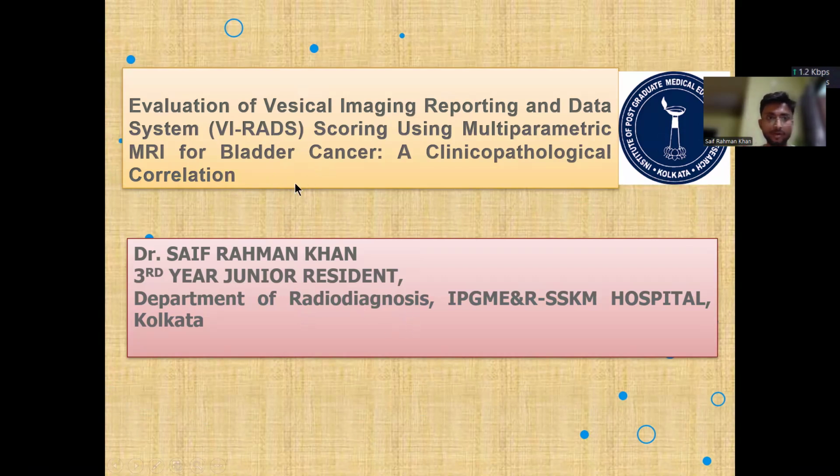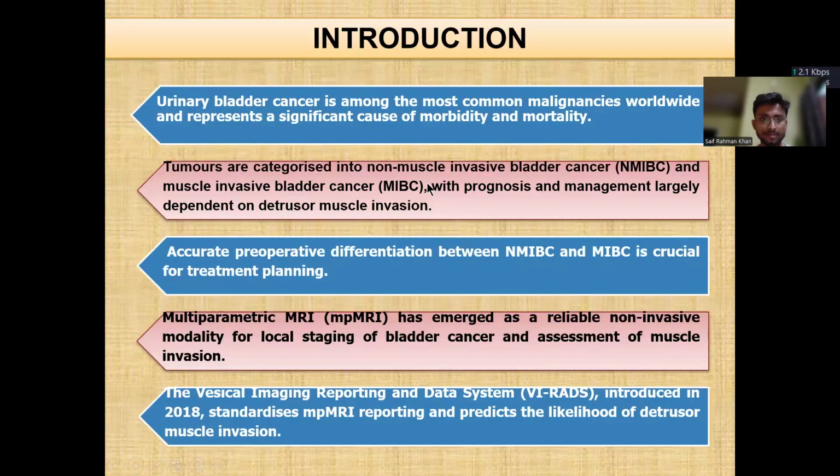My topic for discussion is evaluation of Vesical Imaging Reporting and Data System, VI-RADS, using MP-MRI for bladder cancer, a clinico-pathological correlation. Bladder cancer is amongst the most common malignancies worldwide and represents a significant cause of morbidity and mortality. Tumors are categorized into non-muscle invasive and muscle invasive bladder cancer, with prognosis and management depending upon the invasion of detrusor muscles. Accurate preoperative differentiation between the two is crucial for treatment planning.